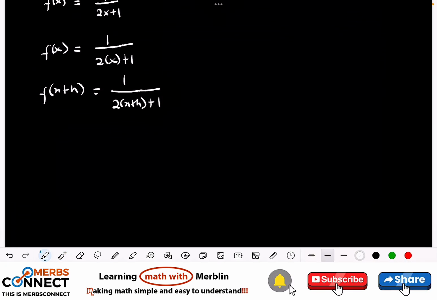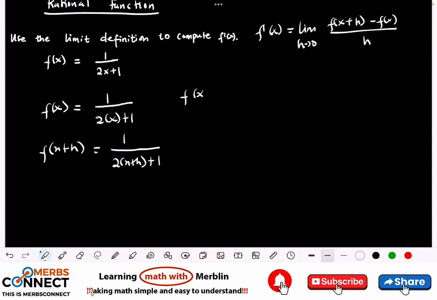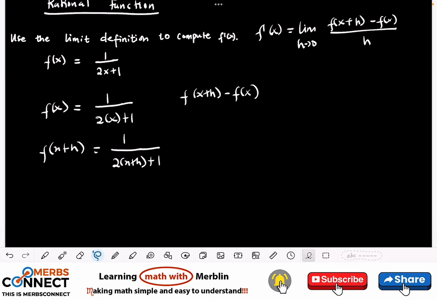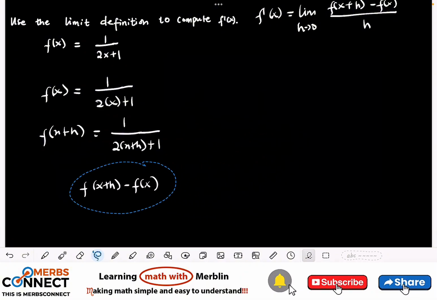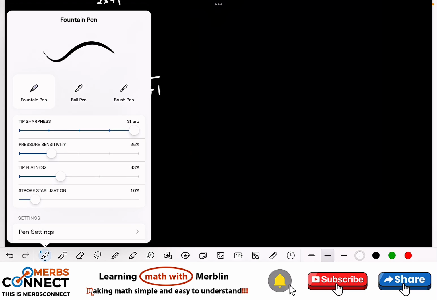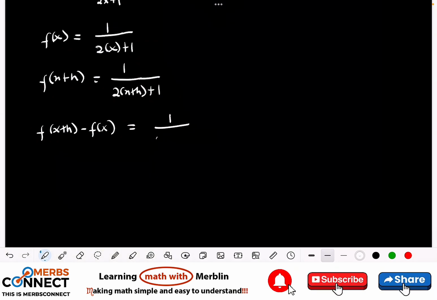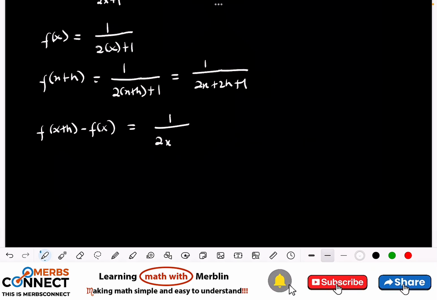So now let's look for f of x plus h minus f of x, right? This is what we need to look for. This is equal to, let me bring this one down here. Good. Now f of x plus h is equal to 1 divided by 2x, so let me simplify this here. This is going to be 1 divided by 2x plus 2h plus 1. Good. This is what I'm going to get for that one. So 2x plus 2h plus 1 minus, now f of x here is 1 divided by, when I multiply this, I'm going to have 2x plus 1. Good.